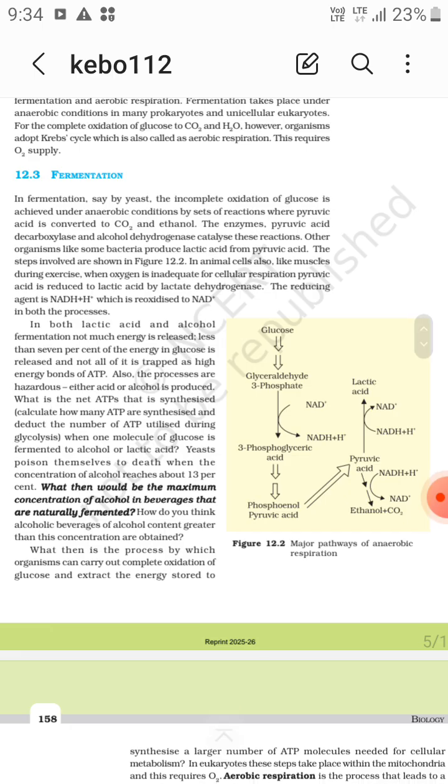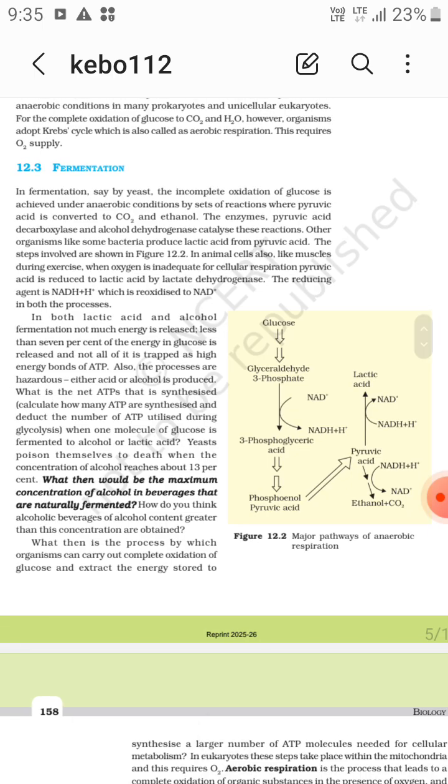Other organisms like bacteria produce lactic acid from pyruvic acid. The steps involved are shown in animal cells also, like muscles during exercise. When oxygen is inadequate for cellular respiration, pyruvic acid is reduced to lactic acid by lactate dehydrogenase, as in human muscles. The reducing agent is NADH plus H plus, which is reoxidized to NAD plus in both processes.